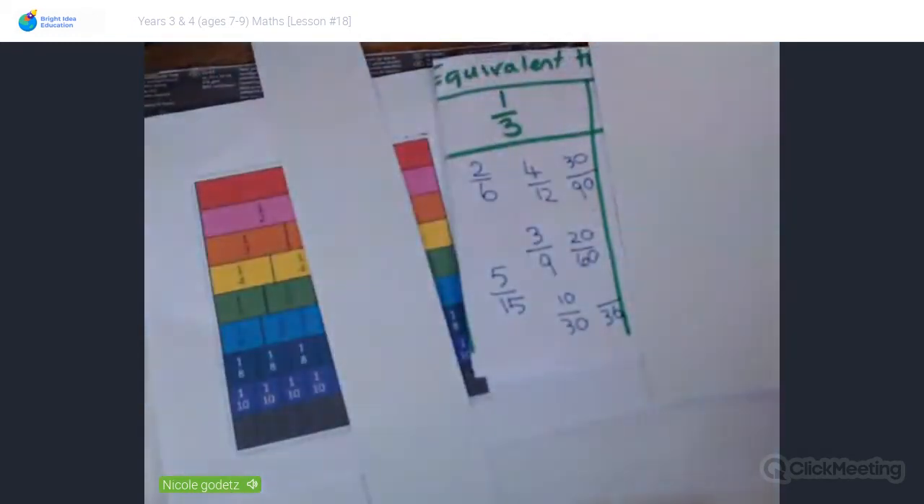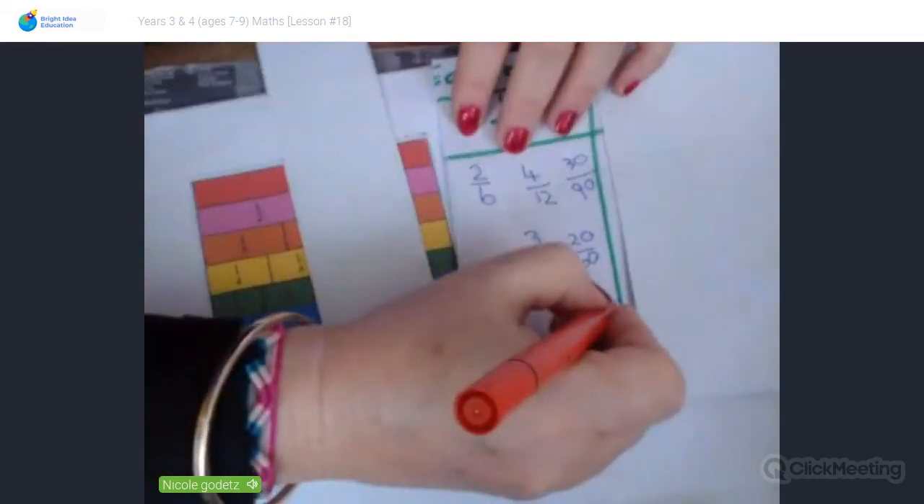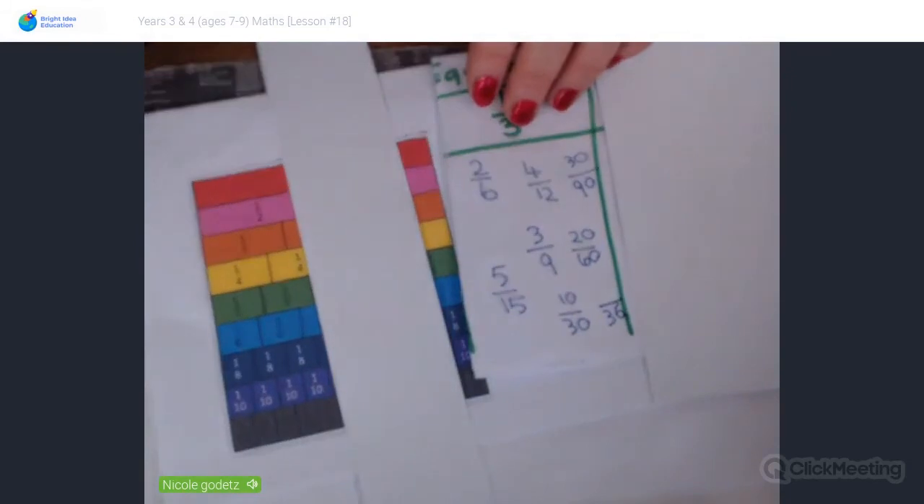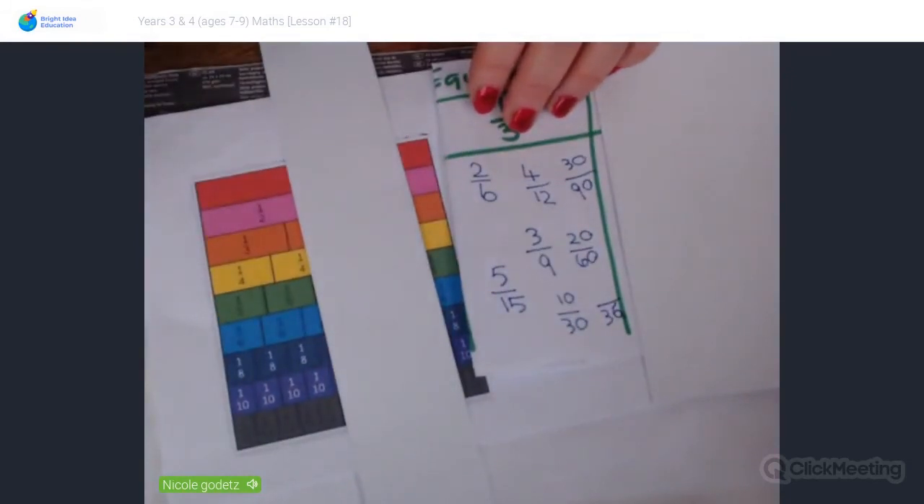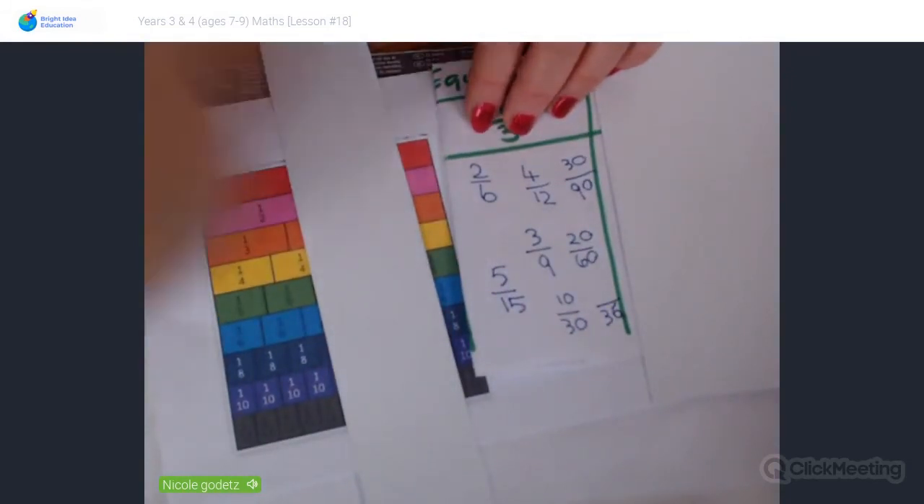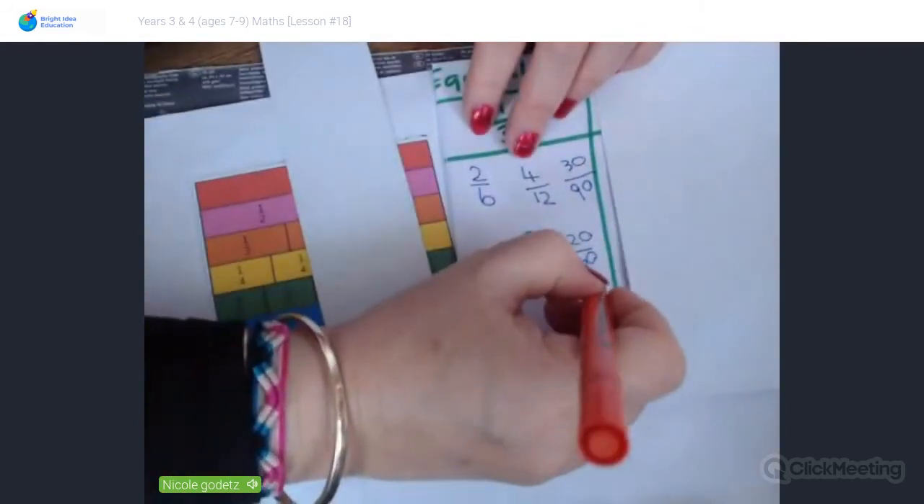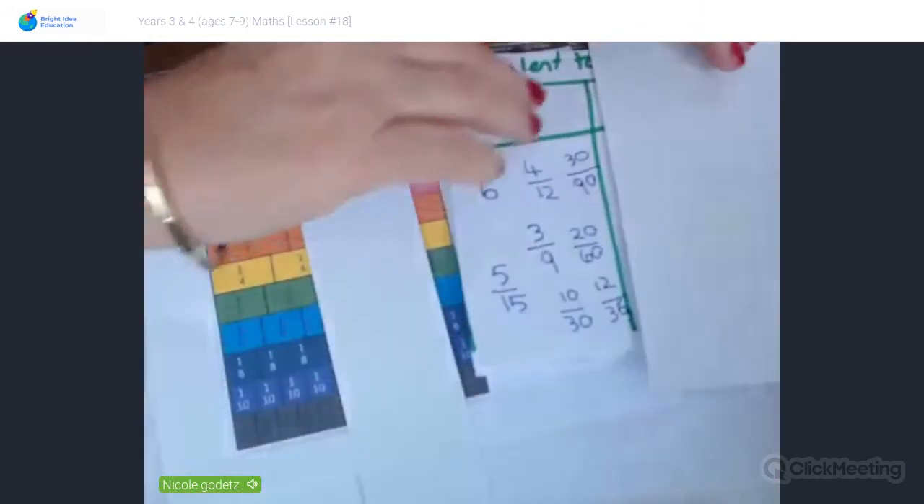Okay, let's think about our 3 times table. How many 36ths are equal to a third? Yeah, straight away. We know our 3 times table, Miss Nikki.